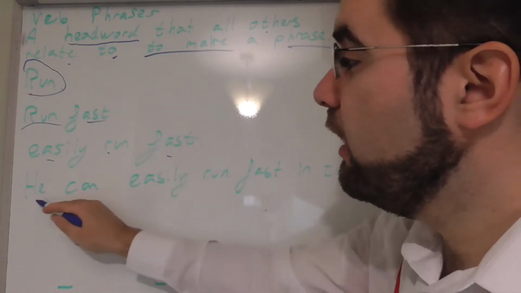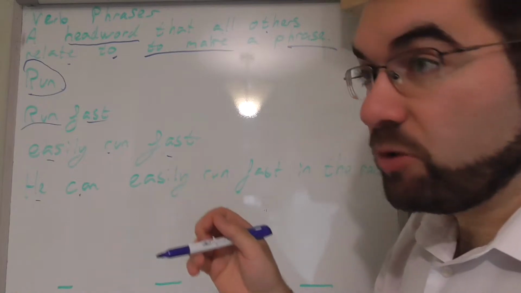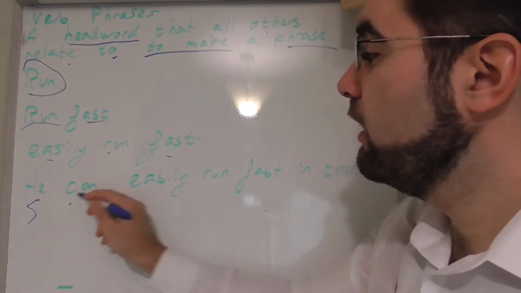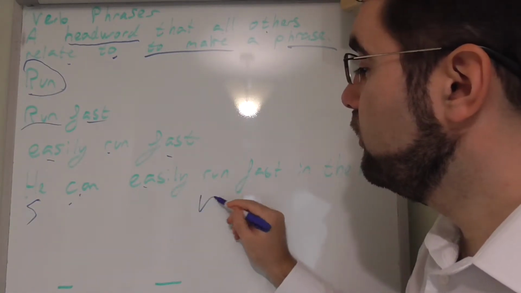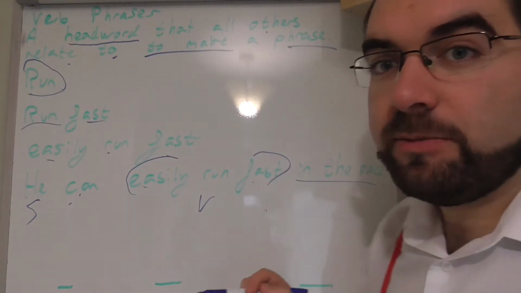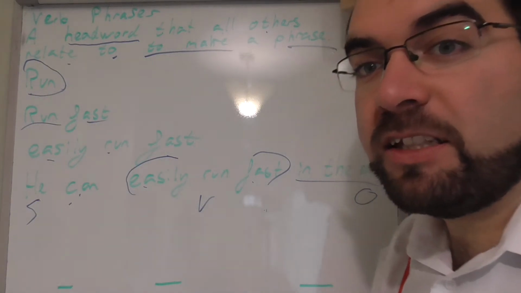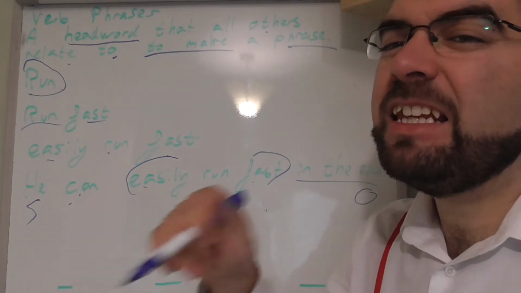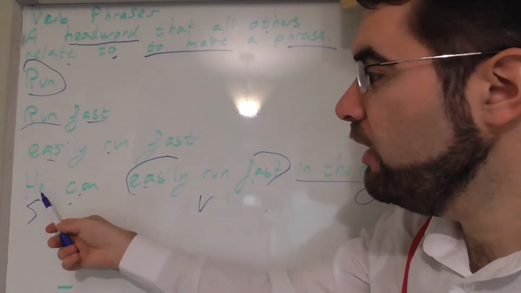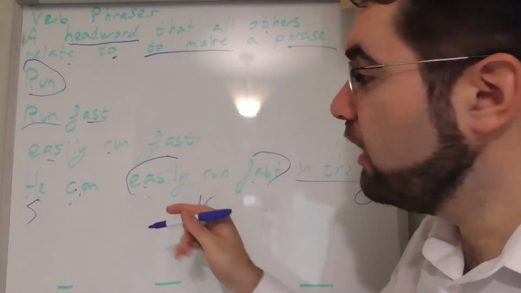He can, subject, verb, so subject: he can easily run fast. Here's the phrase, in the race. There's an object, race. He can easily run fast. He can consistently and easily run fast.